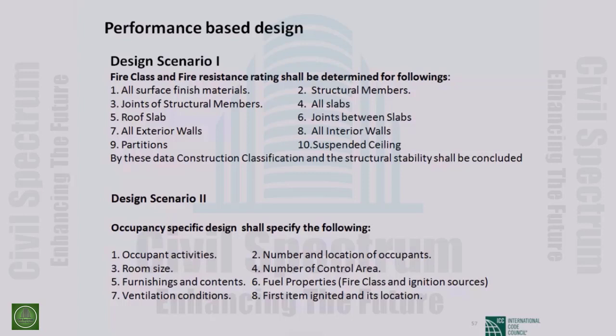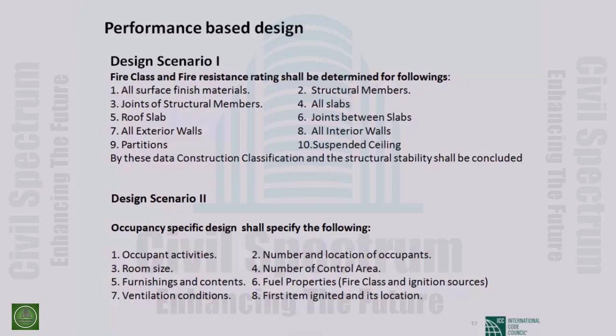Actually, for performance design, we have three types of scenario. First is building class fire resistant rating. Then you have to ensure what type of class of building you are designing. That means what type of material you are using for every element of this structure. So based on this data, you have to ensure your building classification and your fire resistance rating, because all your building internal structure is based on these two.